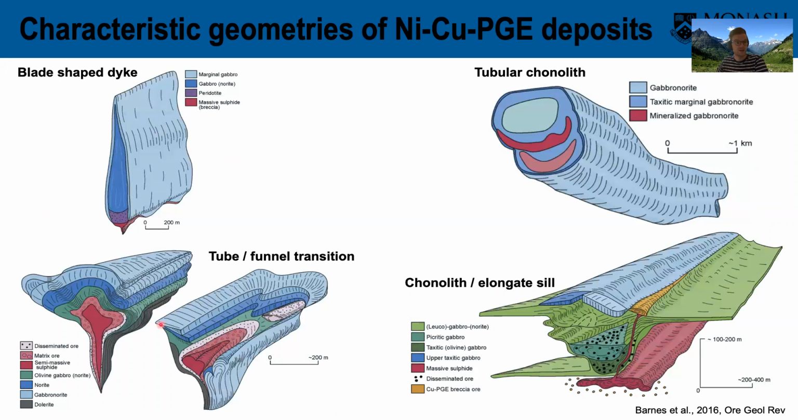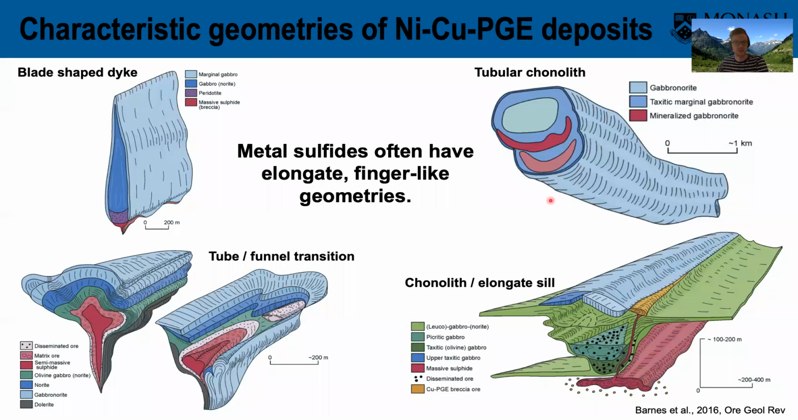There's a range of host intrusion geometries of nickel, copper, PGE deposits, but they often have one thing in common, and that is that economic concentrations of metal sulfides often have elongate finger-like geometries, suggesting that magma flow processes are an important factor for trapping sulfide liquids. In some cases, the hosting intrusion body also has an overall finger-like geometry, like this tubular chonolith here, which is the Nebo-Babel deposit in Western Australia.